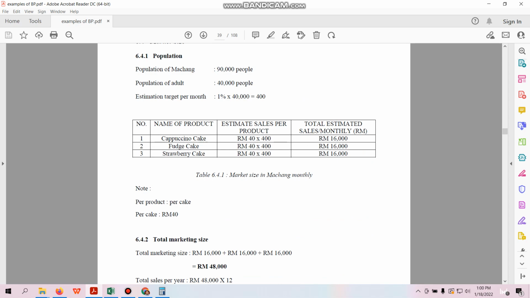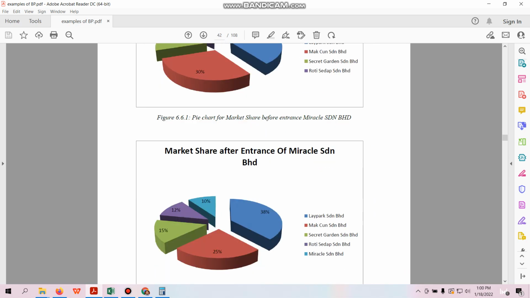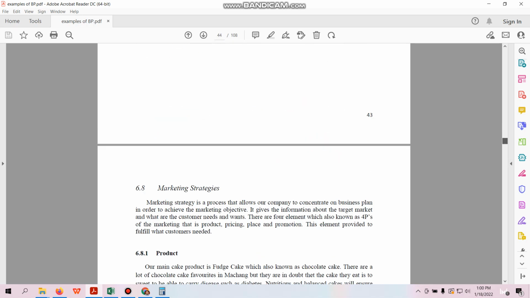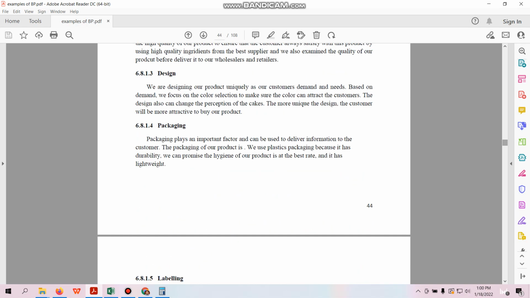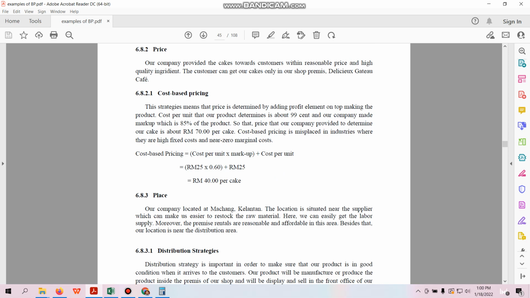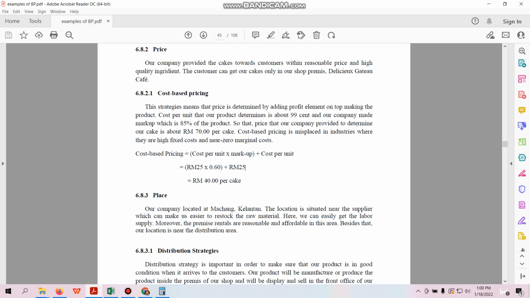We go here to see how they put the price. It's based on the pricing here. 40 ringgit is based on 25, the cost of each of the cakes, and the 25 ringgit times 60 cents is actually the markup. So they sold at 40 ringgit.